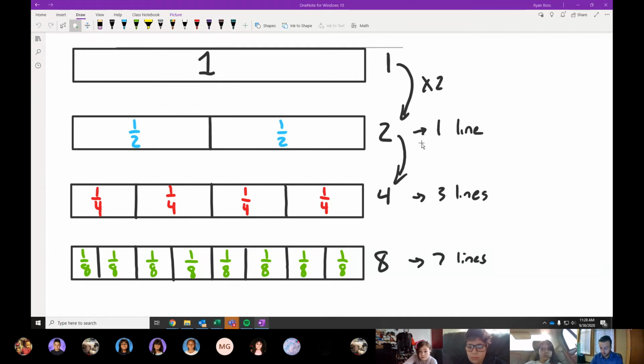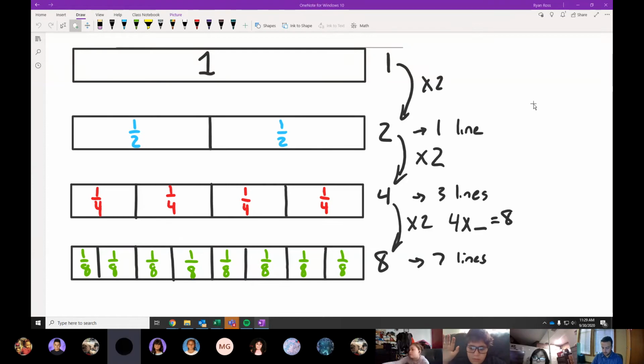Now, how do we get from 2 to 4 by multiplication? 2 times what equals 4? 2 times blank equals 4. What's the blank? 2? Yeah, 2 times 2 would equal 4. And then what's 4 times what number equals 8? 4 times 2. Right, so each of these times, we're cutting our pieces into half, right?